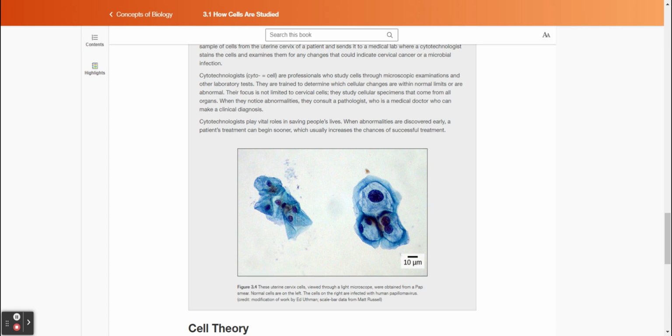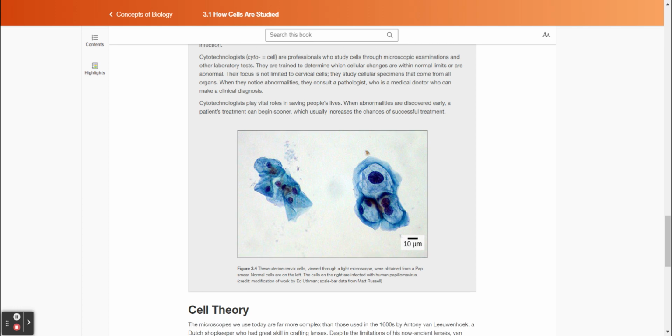Figure 3.4. These uterine cervix cells, viewed through a light microscope, were obtained from a pap smear. Normal cells are on the left. The cells on the right are infected with human papillomavirus.